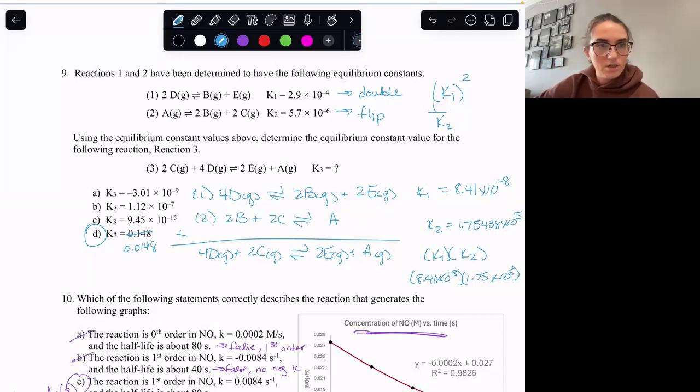Okay, any questions? Yes, I did that right in order. I did this to that and this to that. So I just plugged in those. I plugged in the manipulated versions.